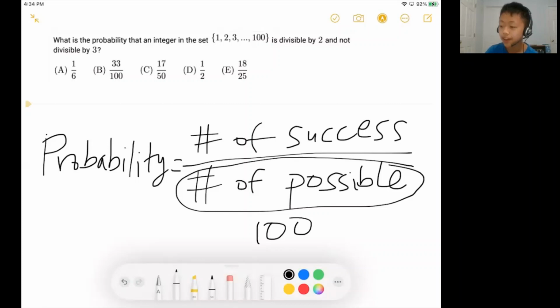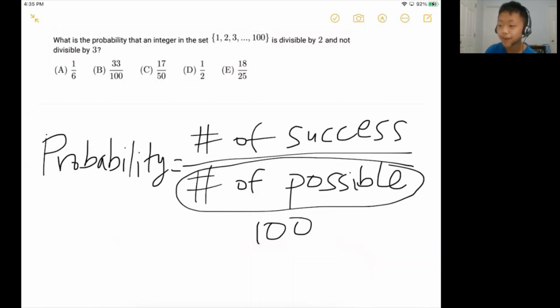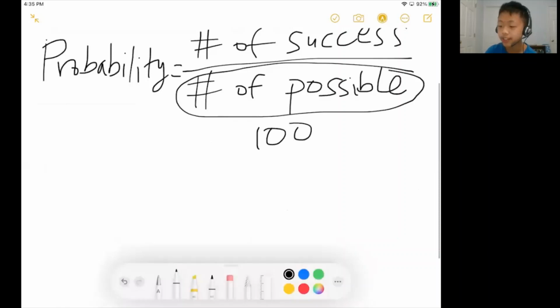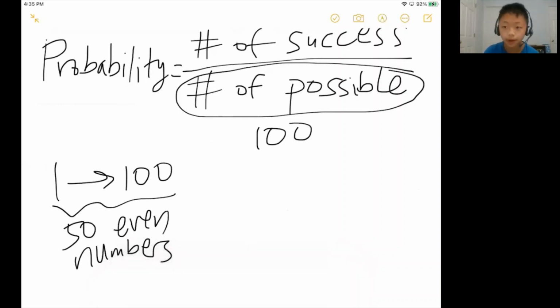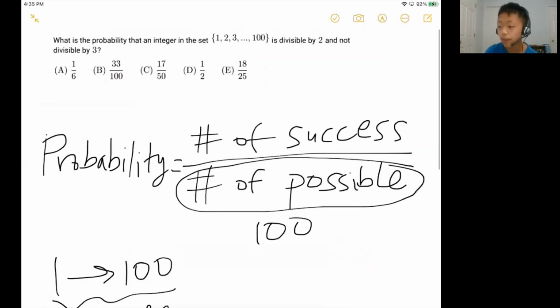So if we want to count the number of ways to succeed, that is how many numbers from 1 to 100 are divisible by 2 but not by 3. We can do some math, right? We know from 1 to 100 there are going to be 50 even numbers, so there are 50 numbers that are divisible by 2.